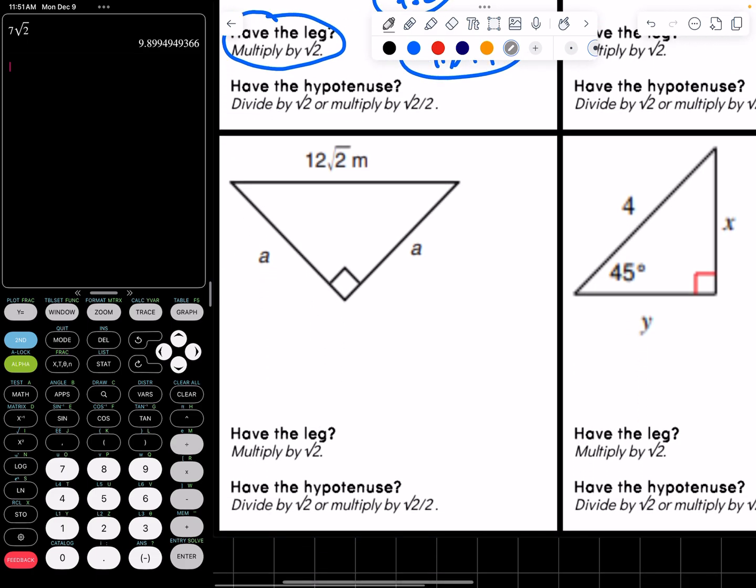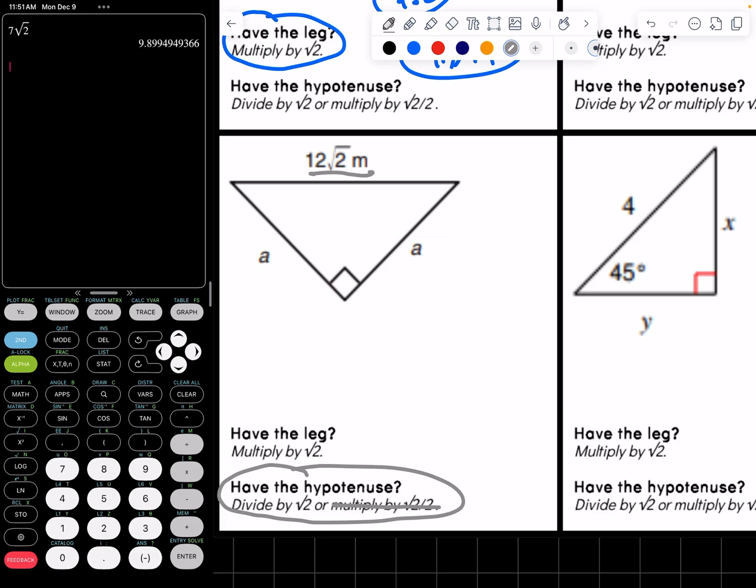Down here, we have an option for our hypotenuse. This is going to be a situation where we're going to want to divide by root 2 because we have a root 2. If we had a whole number, we'd use that multiply by root 2 over 2. However, in this case, we don't.